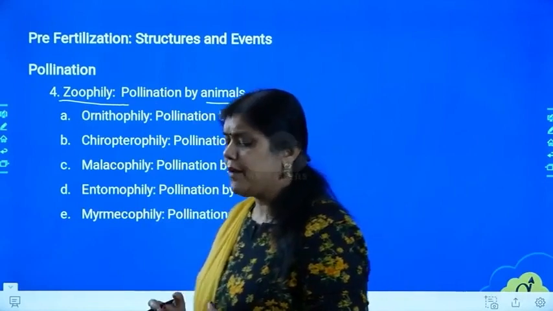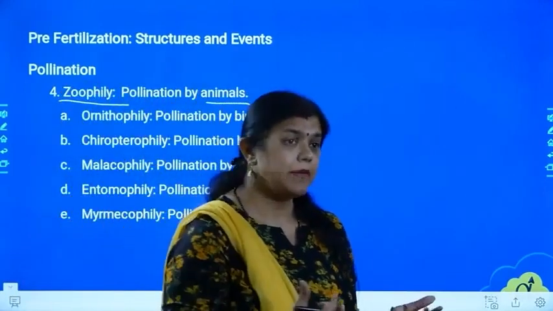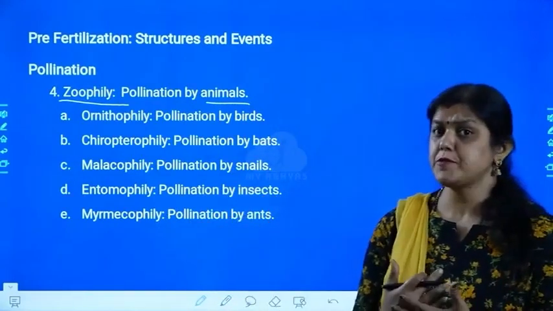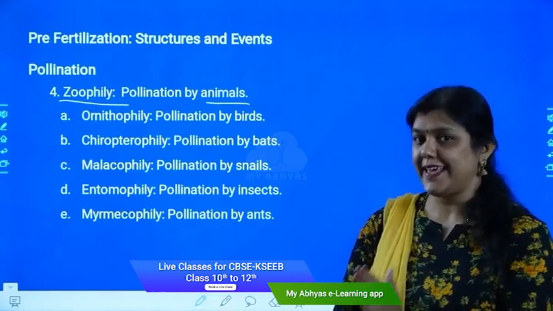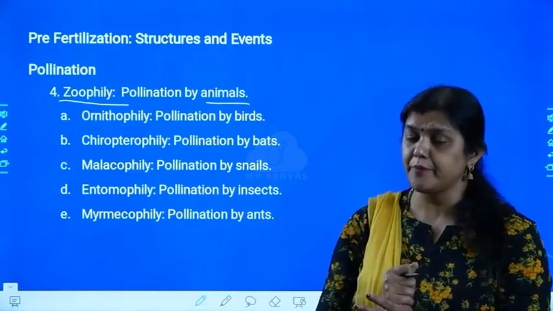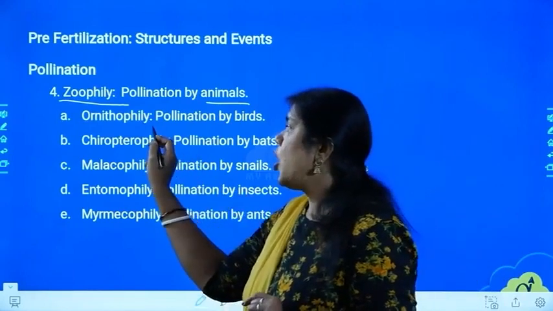In that, the animals can be of different type. Animals can be an insect, animal can be a mammal, animal can be of different types. Bird also can help in the pollination. So for each pollinating agent, there is a particular name given. You have to remember these for your competitive exam. I am telling it again.